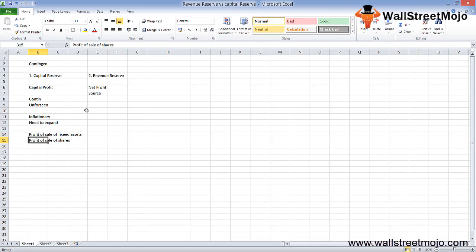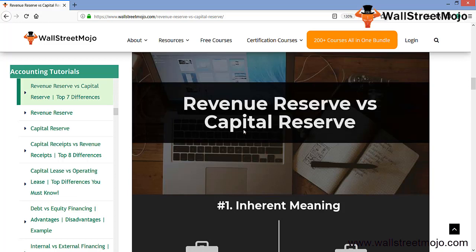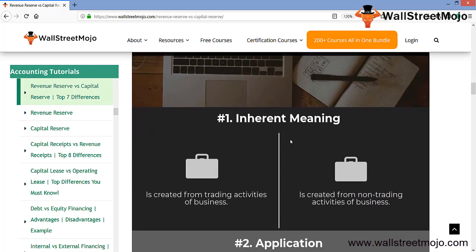Well, let's start the differences between the revenue reserve and the capital reserve in an infographic fashion. Here we are, the revenue reserve versus the capital reserve. First, we are going to understand the meaning.